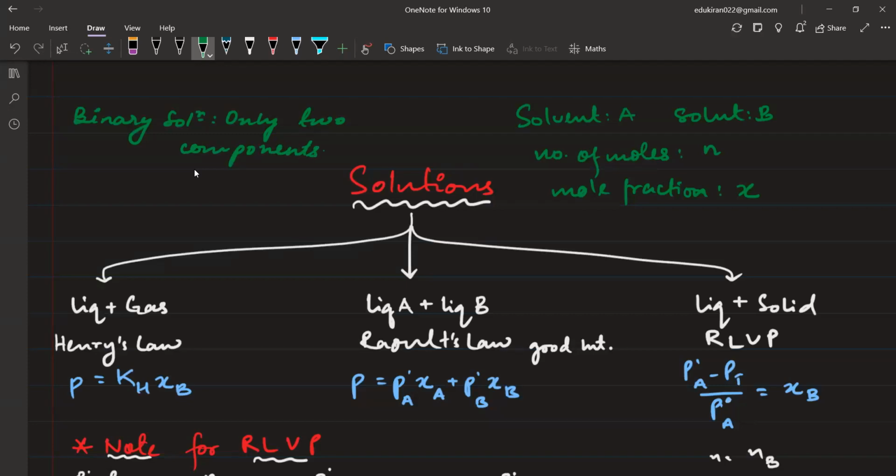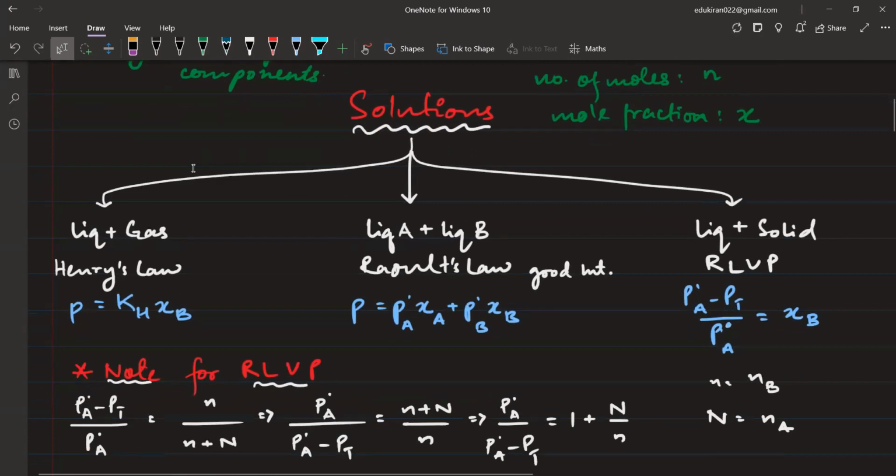Most of chemistry deals with liquid solutions. That is why we are going to take the solvent as liquid in all of these cases. So the solvent is liquid. The solute can be a gas, it can be another liquid, and it can be a solid also.